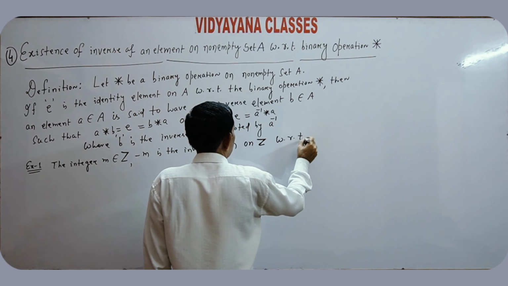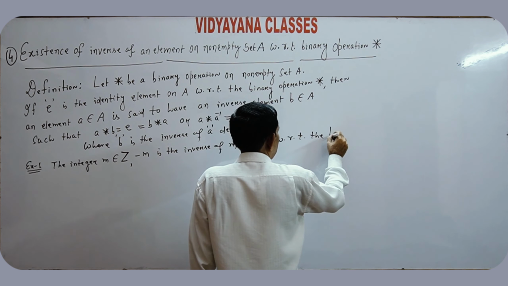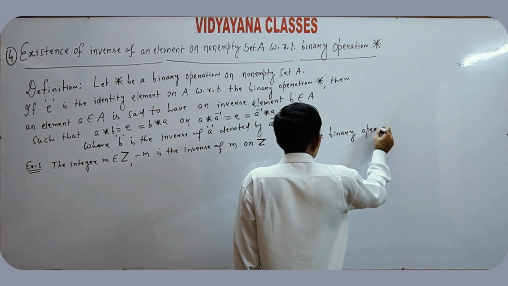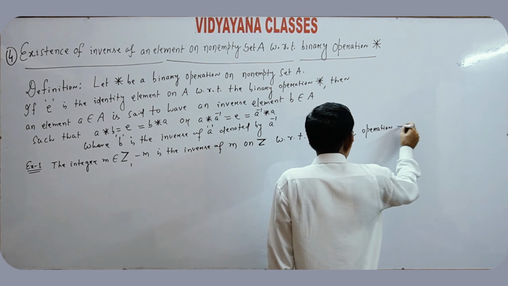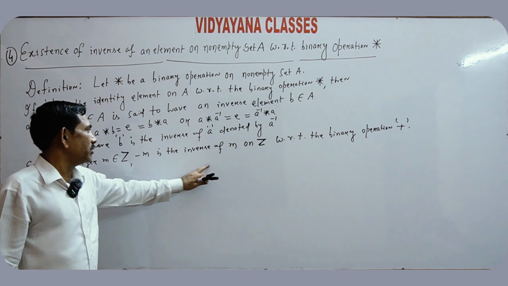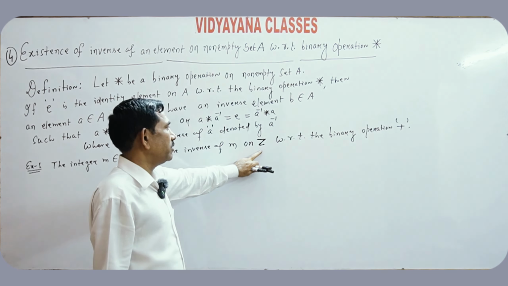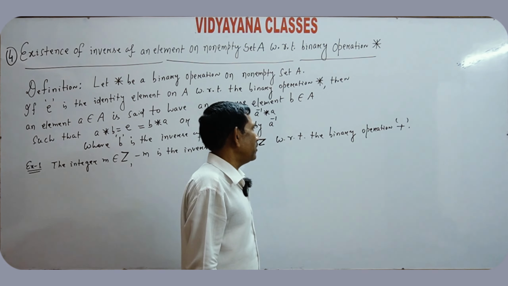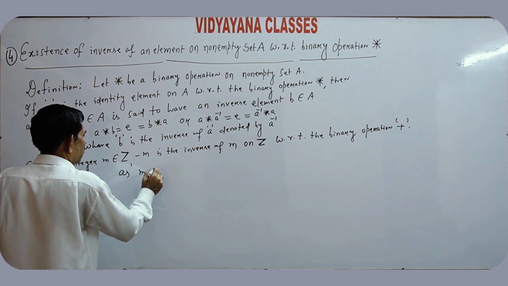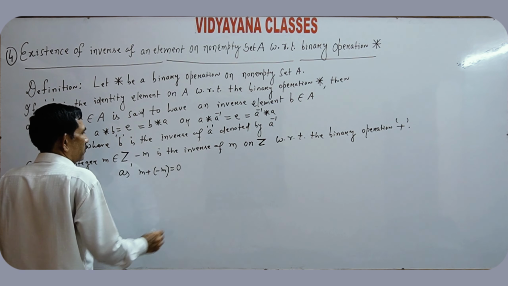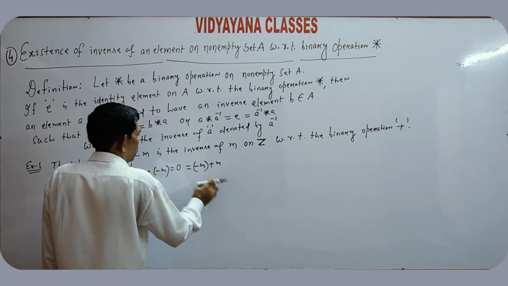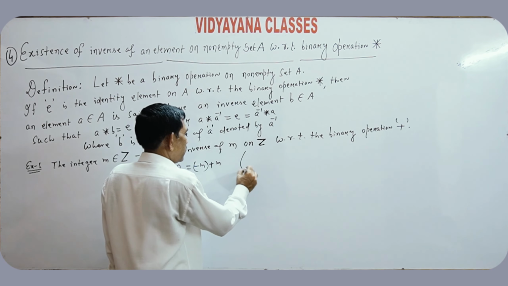With respect to the binary operation, that is addition, minus m is the inverse of m on Z. Z is the set of integers with respect to the binary operation plus, as m plus minus m is equal to 0, is equal to minus m plus m.